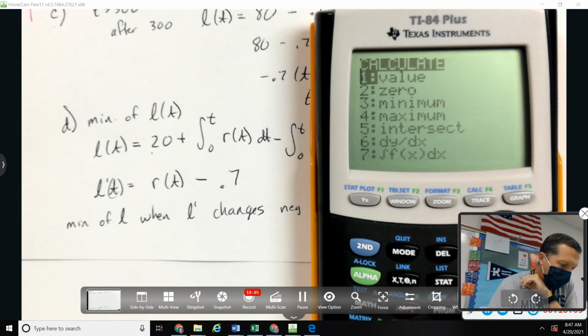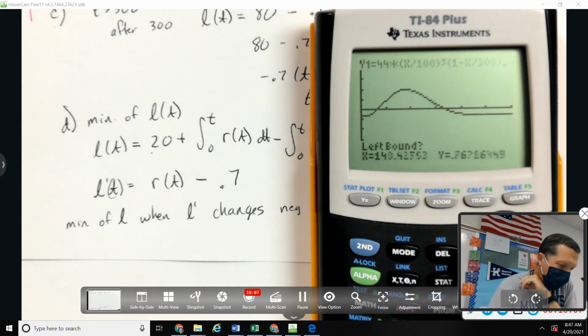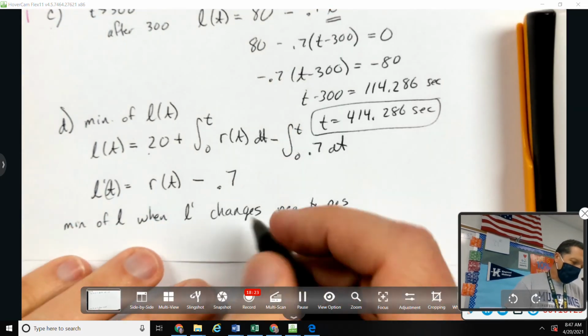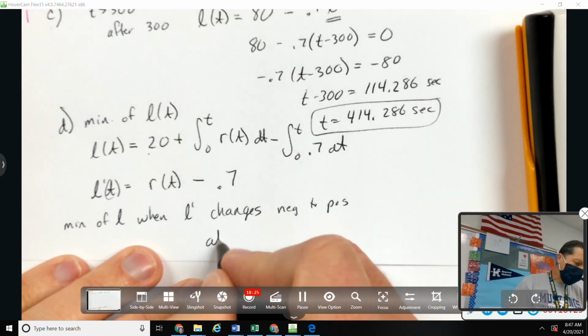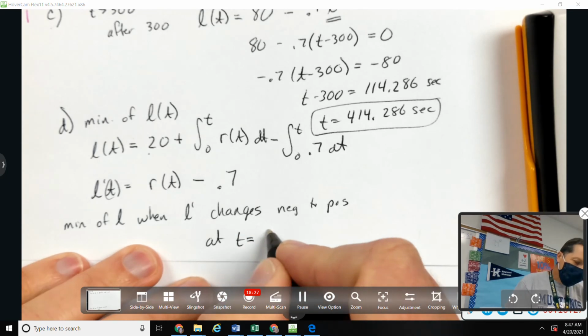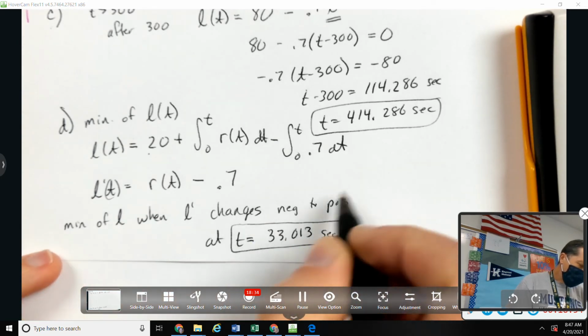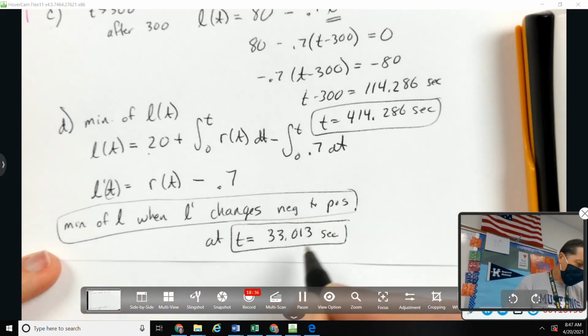Second calc, 0. We want this 0 over here. Left bound, right bound, guess. So L prime changes negative to positive at t equals 33.013 seconds. There's our justify. There's our t answer.